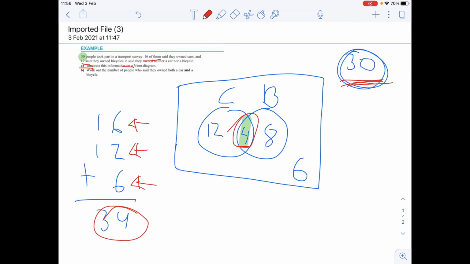So that's all well, this can get a bit more complicated. You can have a triple, 3-circle Venn diagram, but the basics are there. This is what you need to know.